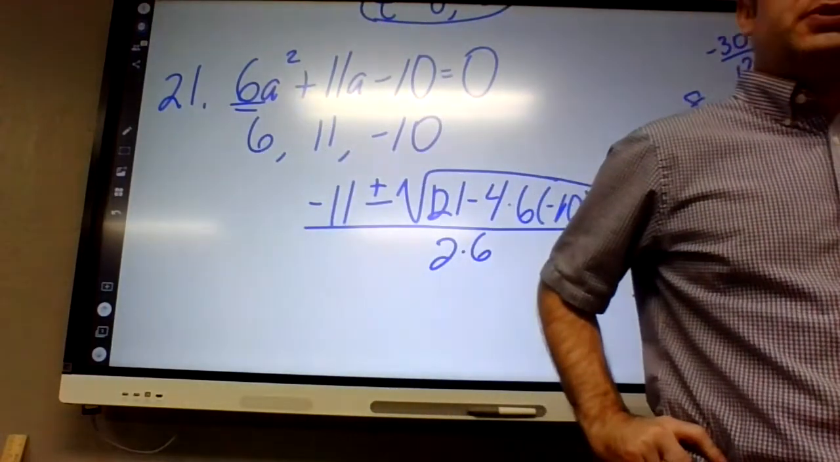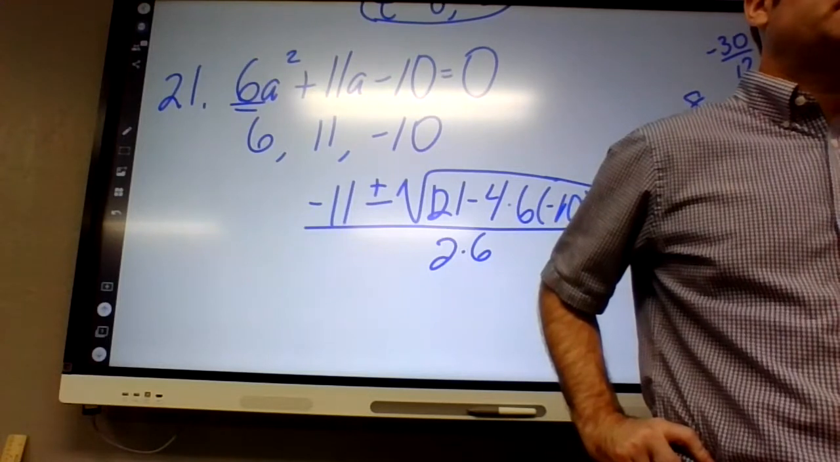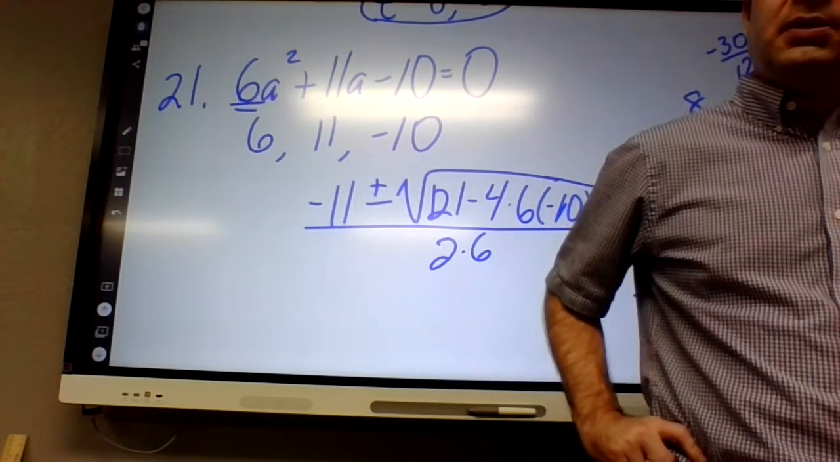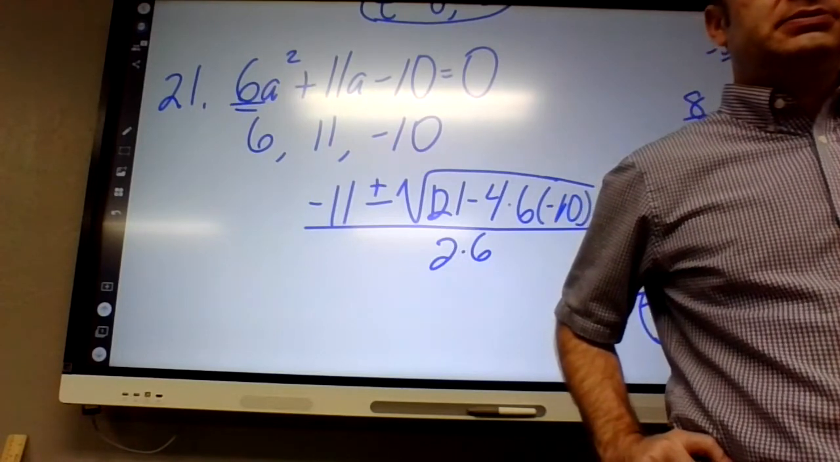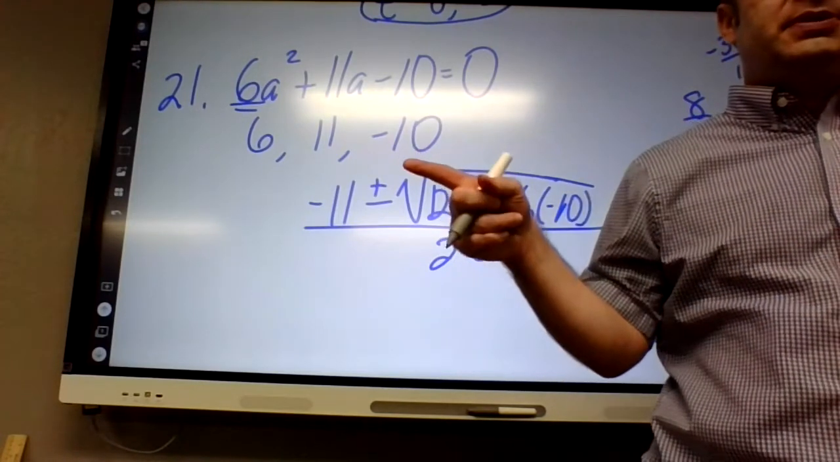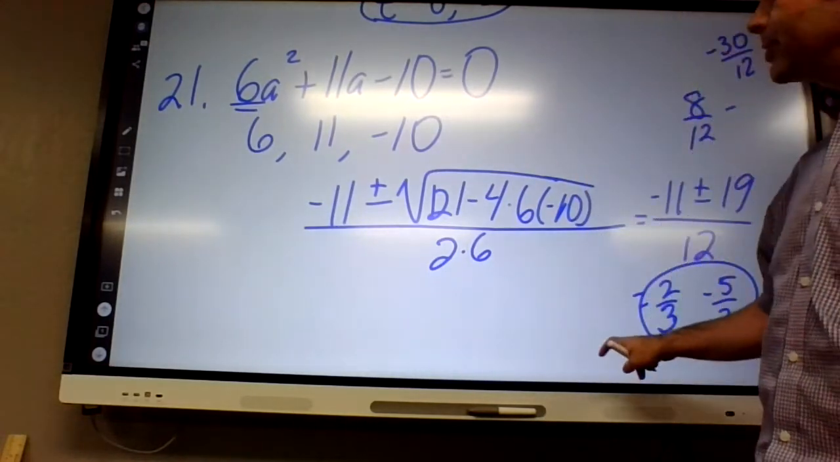So, do you guys remember how 20 factors? Square minus a square? What goes into t squared? t and t. What goes into negative 9? 3 and negative 3. T plus 3, t minus 3. Factoring is very quick on that one.